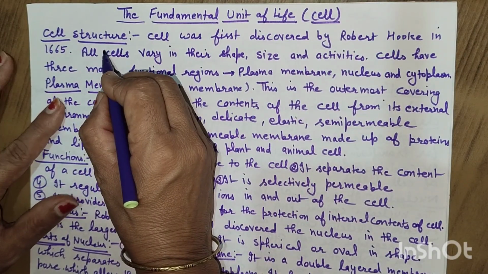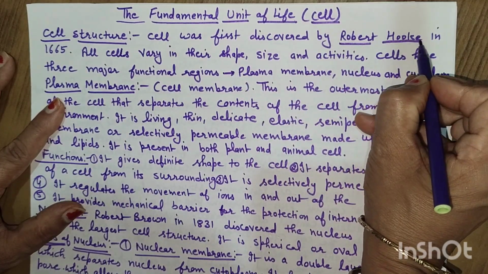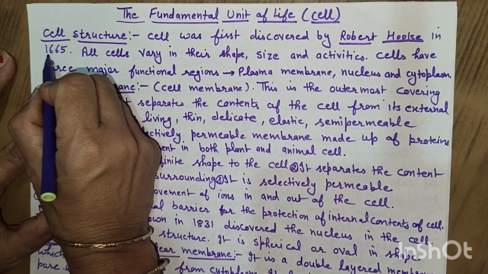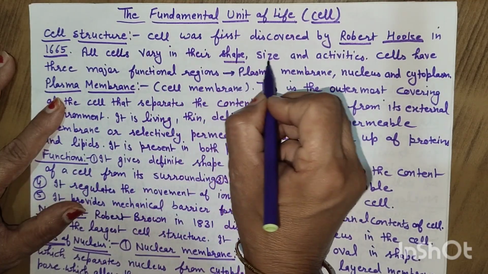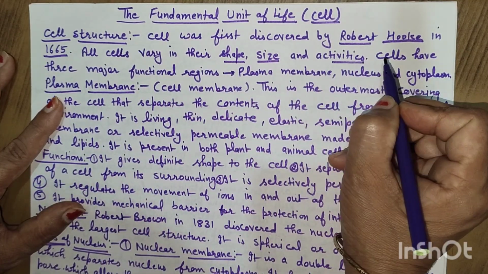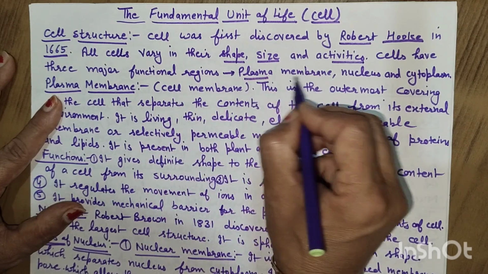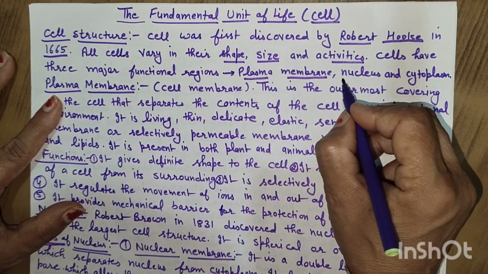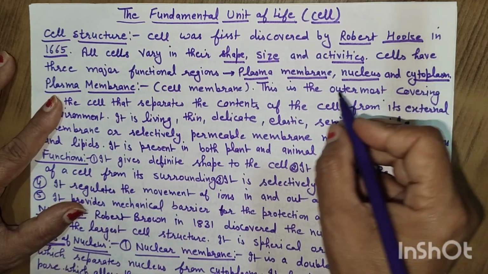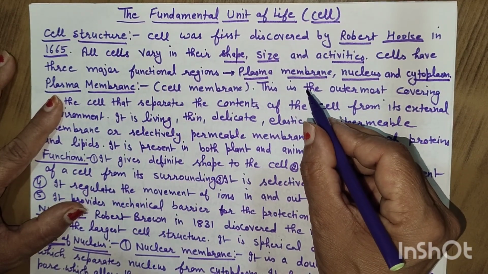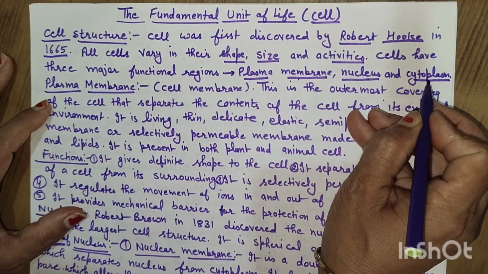What is the cell structure? The first cell was discovered by Robert Hooke in 1665. All cells vary in their shape, size and activity. Cells have three major functional regions: the first is the plasma membrane, the second is the nucleus and the third is the cytoplasm. Each and every cell is made up of these three parts.